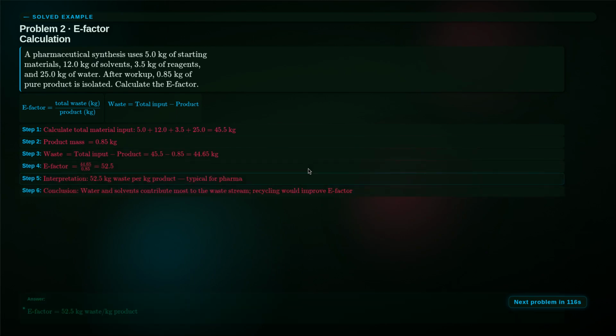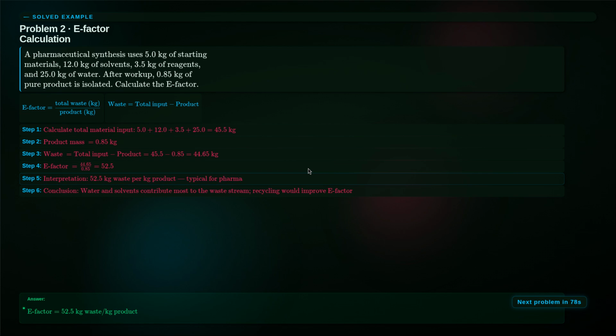Problem 2. E-factor calculation. A pharmaceutical synthesis uses 5.0 kilograms of starting materials, 12.0 kilograms of solvents, 3.5 kilograms of reagents, and 25.0 kilograms of water. After workup, 0.85 kilograms of pure product is isolated. Calculate the E-factor. Step 1. Calculate total material input. 5.0 plus 12.0 plus 3.5 plus 25.0 equals 45.5 kilograms.